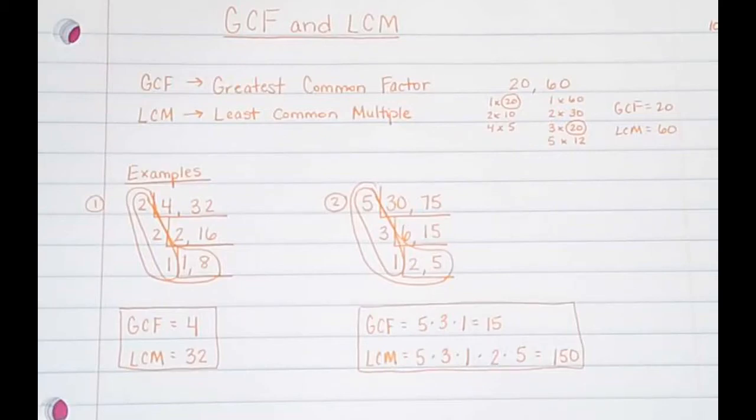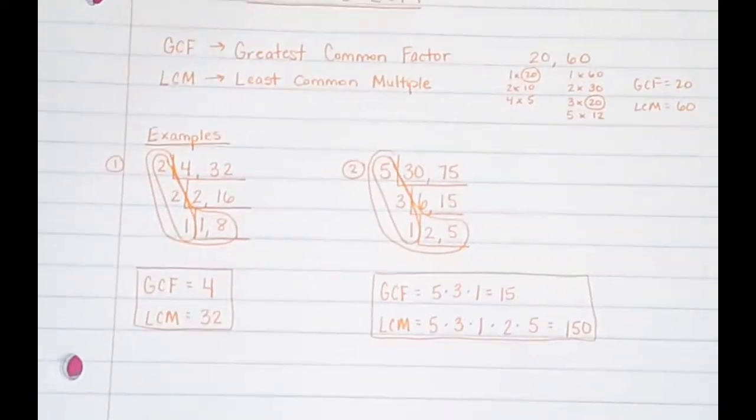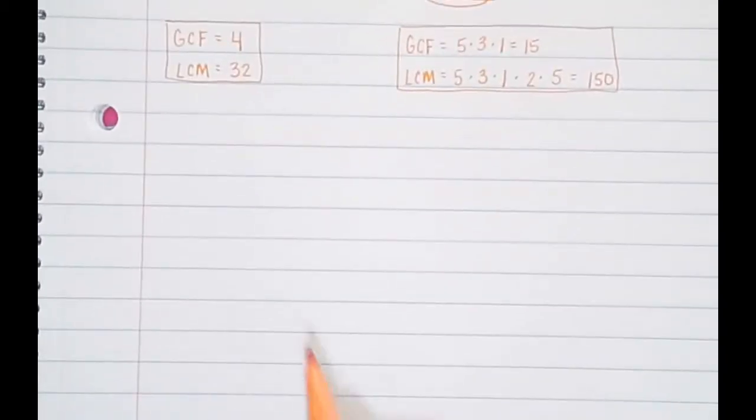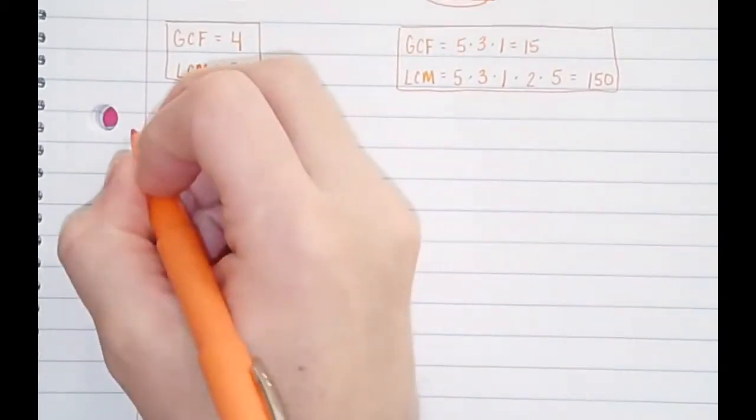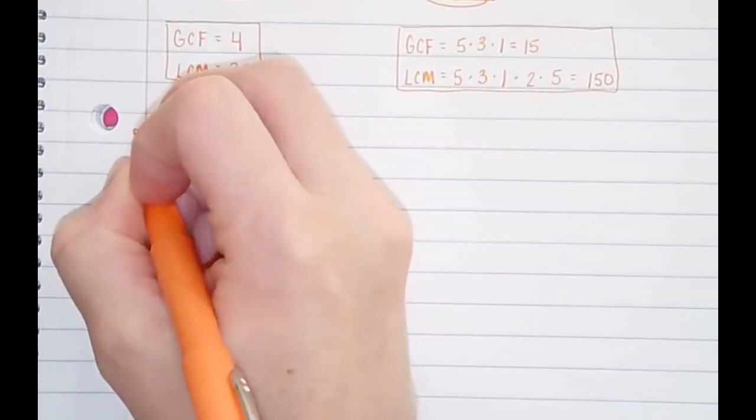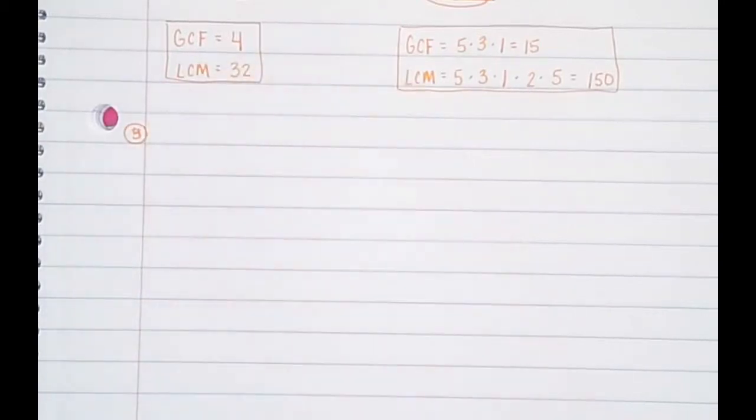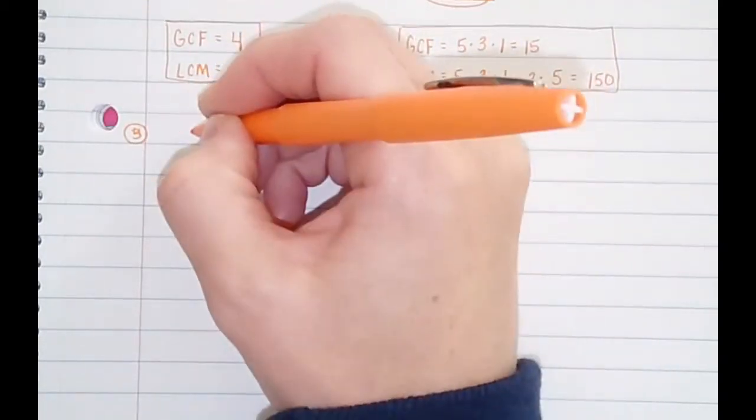All right, let's try some more. Let's do, oh, this is 3, sorry. Number 3, let's do 36 and 45.